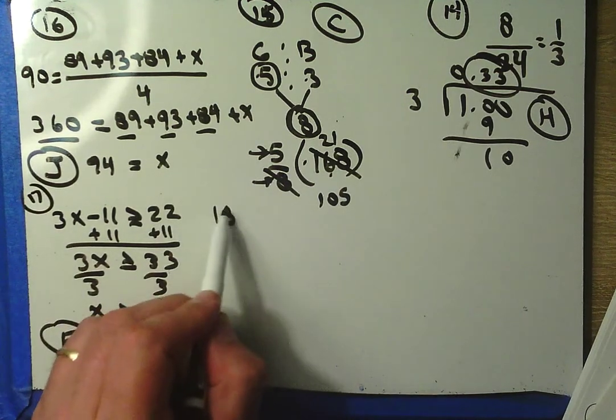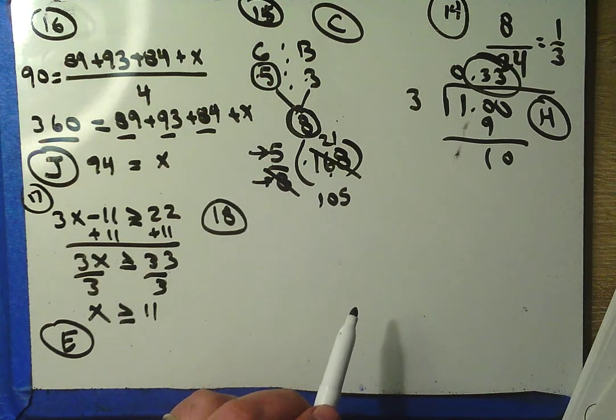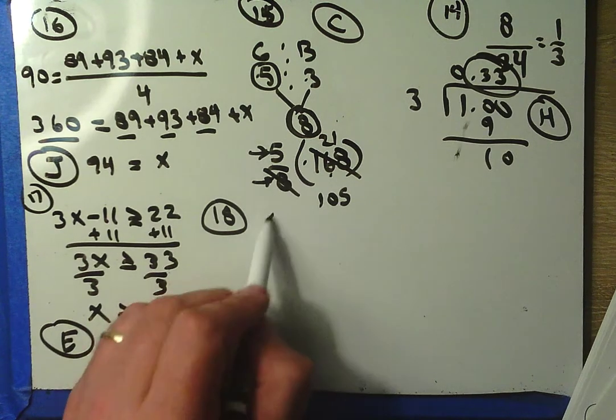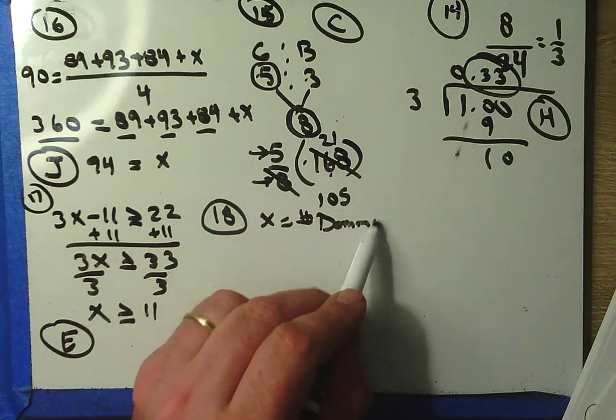What about 18? 18 says, Dylan is going to randomly pick a domino from a pile of dominoes that are all facing downward. Of the dominoes in the pile, 48 have an even number of dots on them. He randomly picks a single domino. If the probability that he picks a domino with an even number is 3 out of 4, how many dominoes are in the pile? Well, let's say that x equals the number of dominoes.